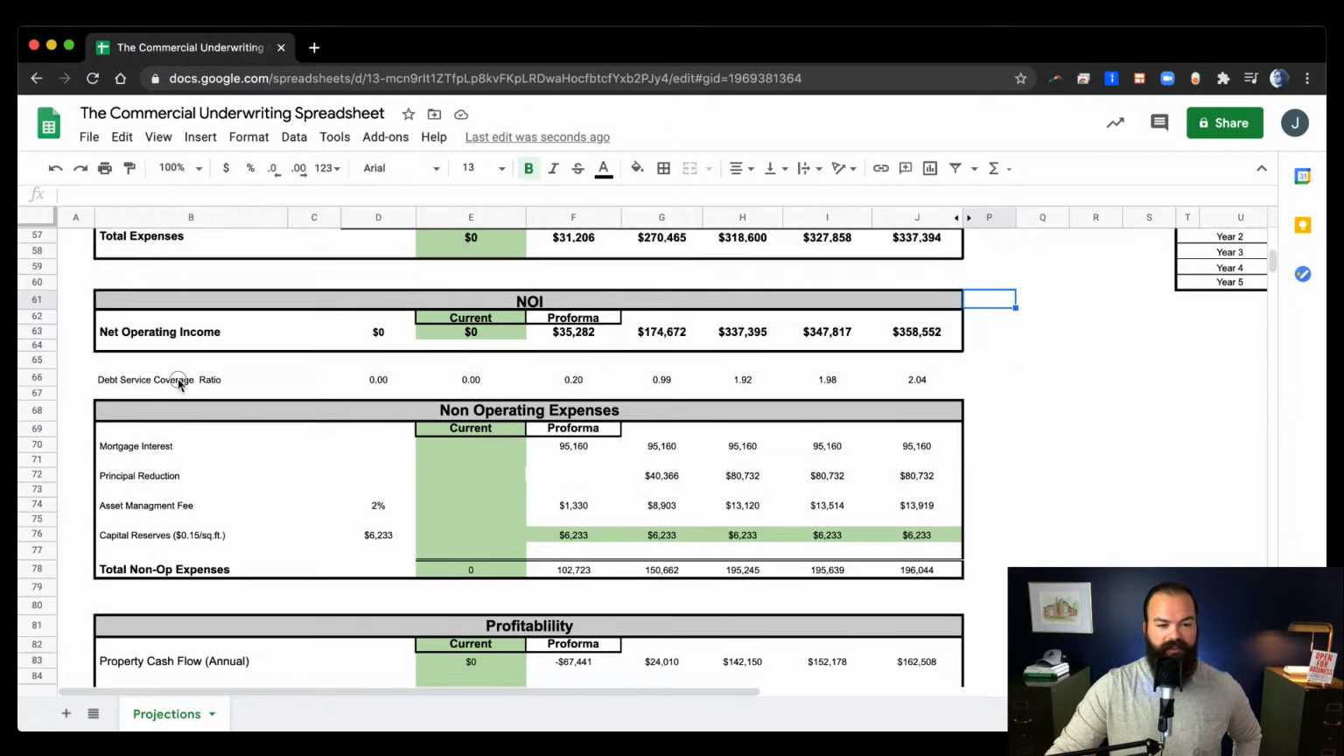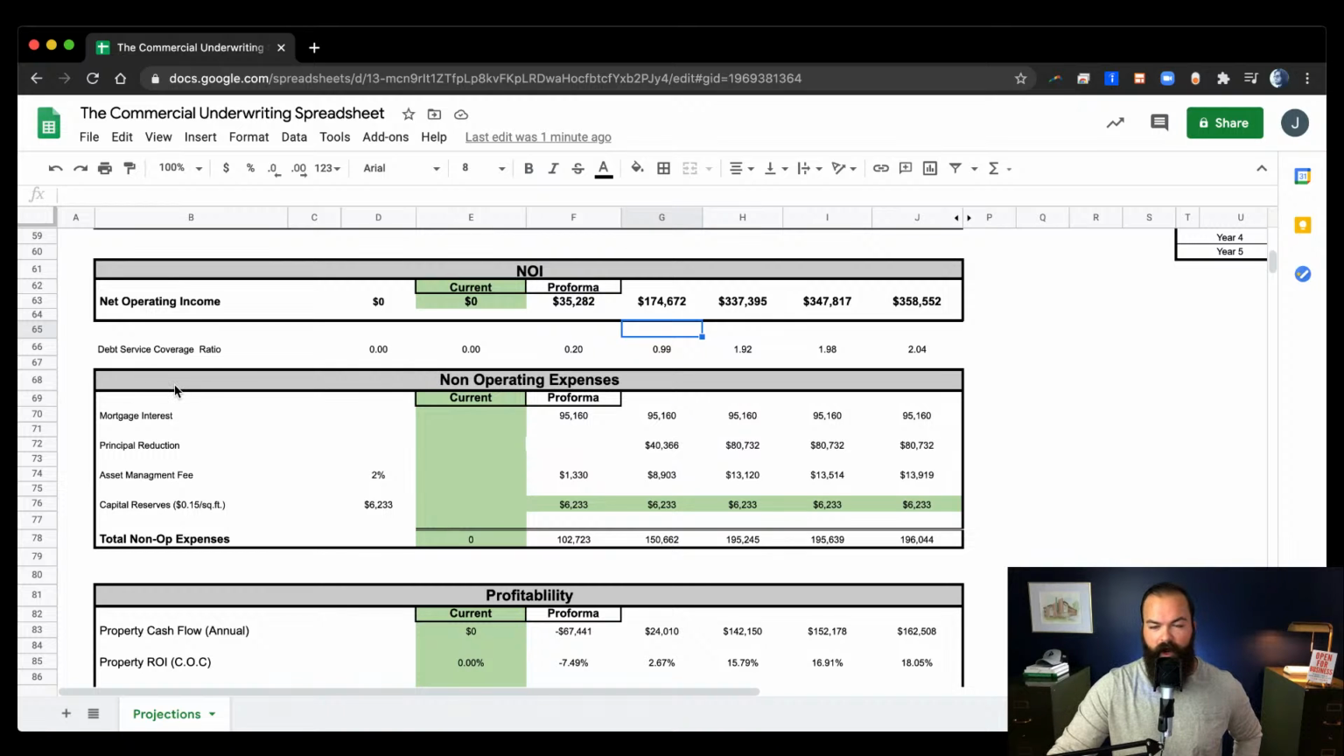Under here, you'll have your debt service coverage ratio, which is what lenders will want to see. So you'll see it's very low in the beginning. Again, we're going through an aggressive lease up. But most lenders want to see a 1.2 to 1.25 debt service coverage ratio. So getting to 1.92 in year 3, 4, and 5, being conservative, is a pretty good number.